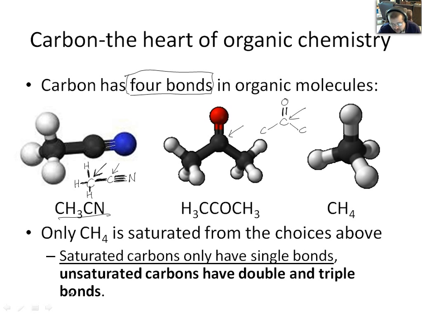Saturated carbons are going to only have single bonds. They're holding the maximum number of atoms, the maximum number of hydrogens that they can hold. An unsaturated carbon is going to have at least 1 double or triple bond. So when I bold this arrow here in the center, the carbon that it's pointing at would be considered unsaturated because it does have the presence of a double bond.